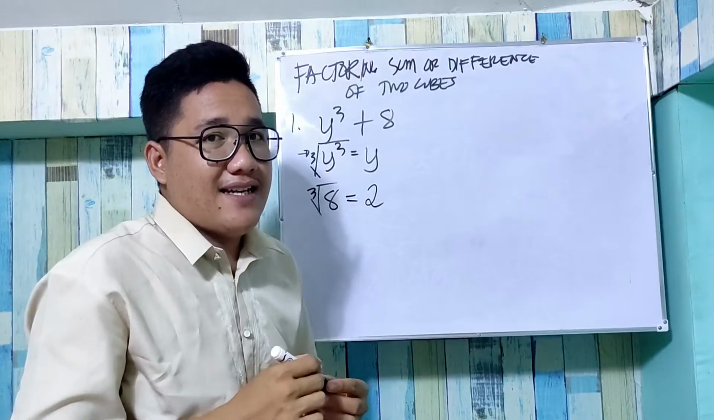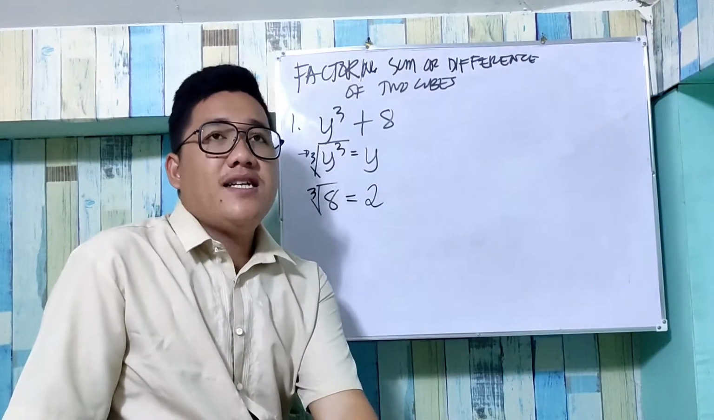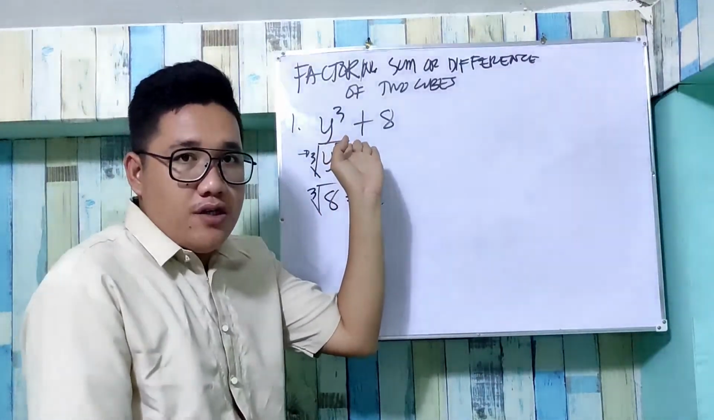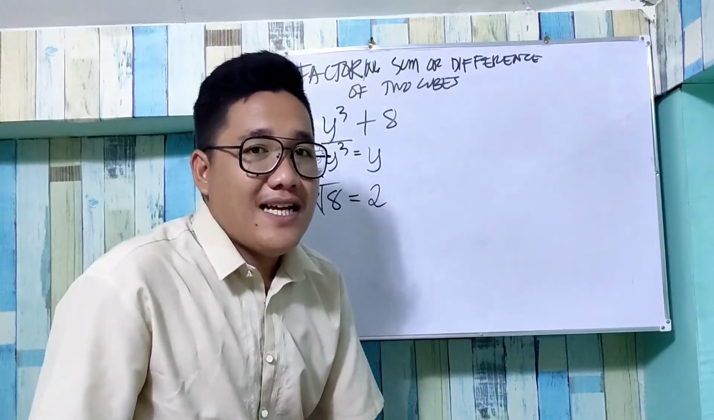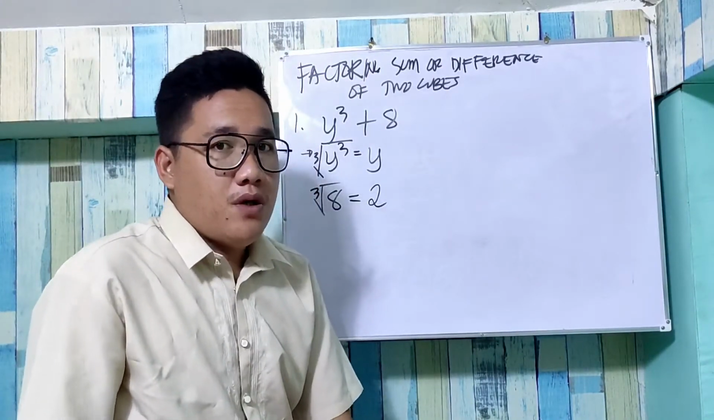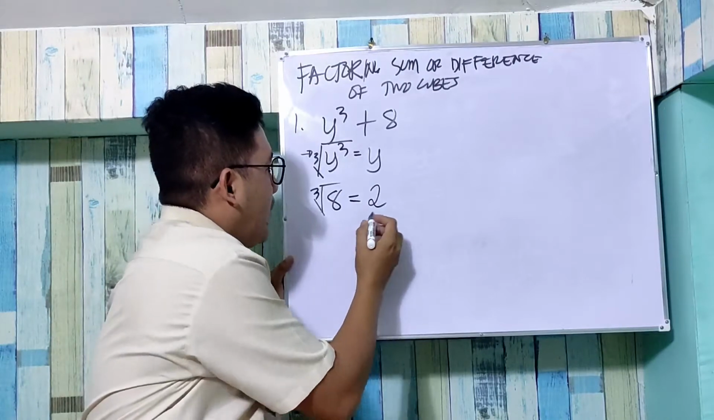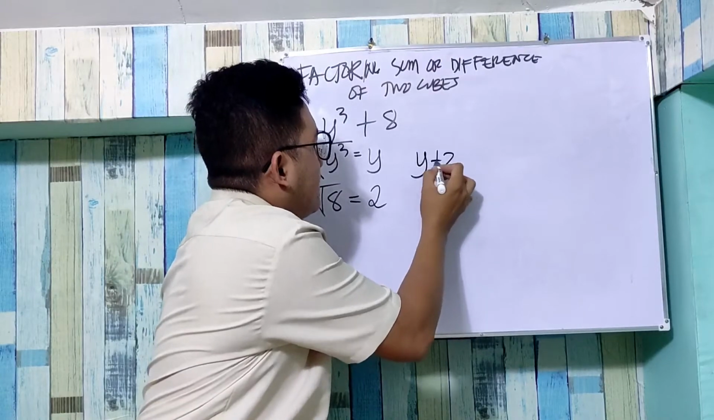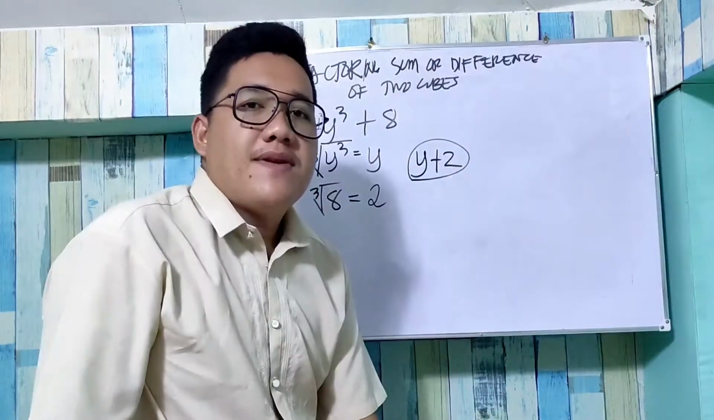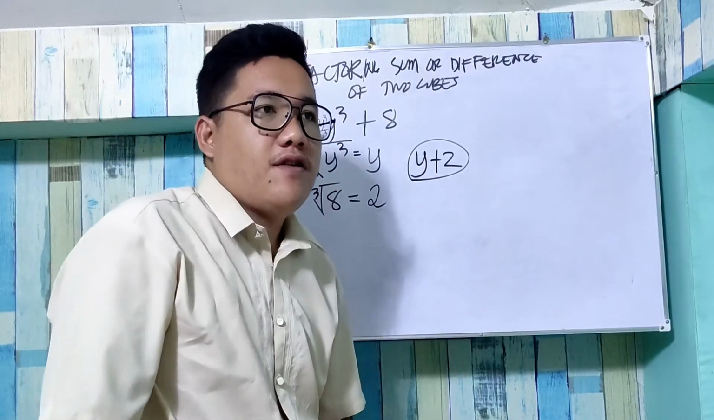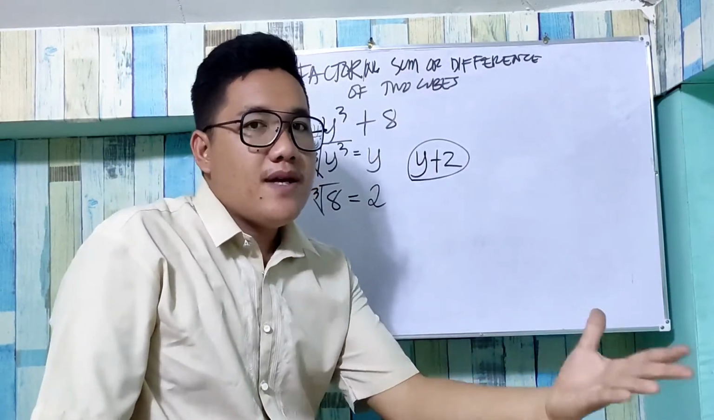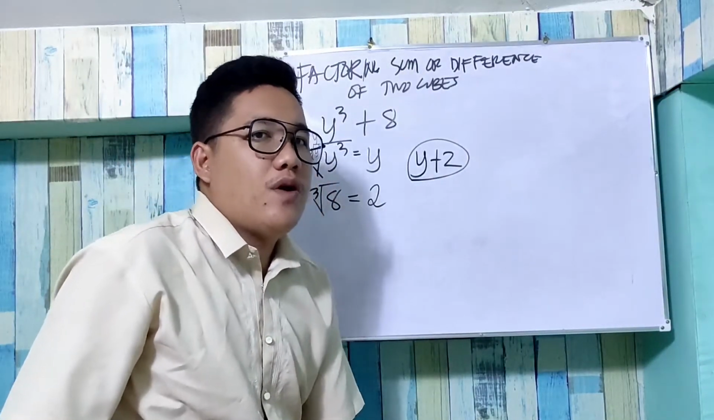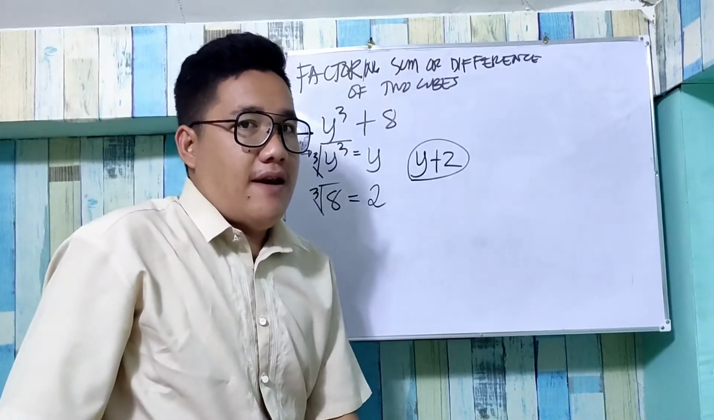Let us proceed to the second step. Number 2, taking the operation of y cubed and 8, which is addition or a sum, we're now going to obtain the binomial factor using the cube roots, which is y plus 2. Di ba sabi ko sa inyo kanina, ang sum or difference of two cubes ay may dalawang factors, one a binomial and one a trinomial. So, meron na tayong binomial factor. Kukunin na natin, we're going now to form the trinomial factor.